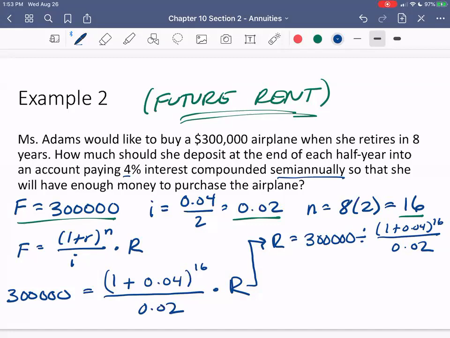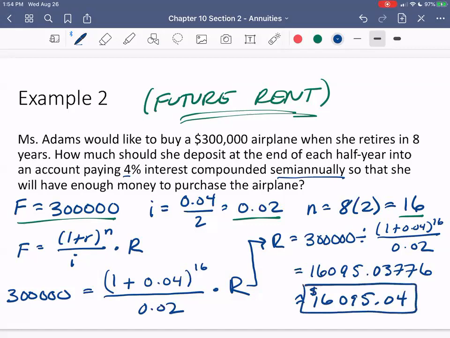And what you get for R, your calculator gives you this, 16095.03776. For those of you that are trying, this is what your calculator does give you. But remember, we're talking about money, it's rent, so we need to round to the nearest penny. So in this case, it's about $16,095.04. So every half year, that's what Miss Adams needs to deposit in order to own a plane when she retires in 8 years.